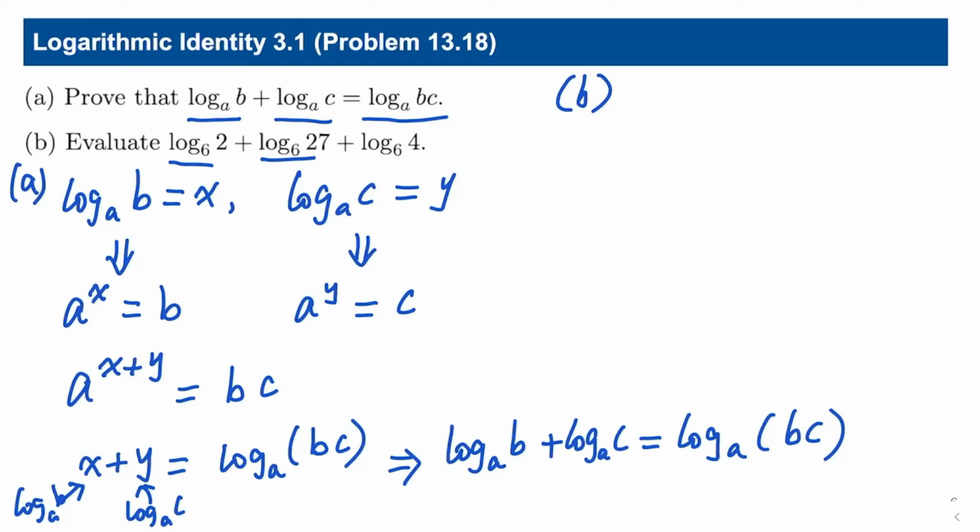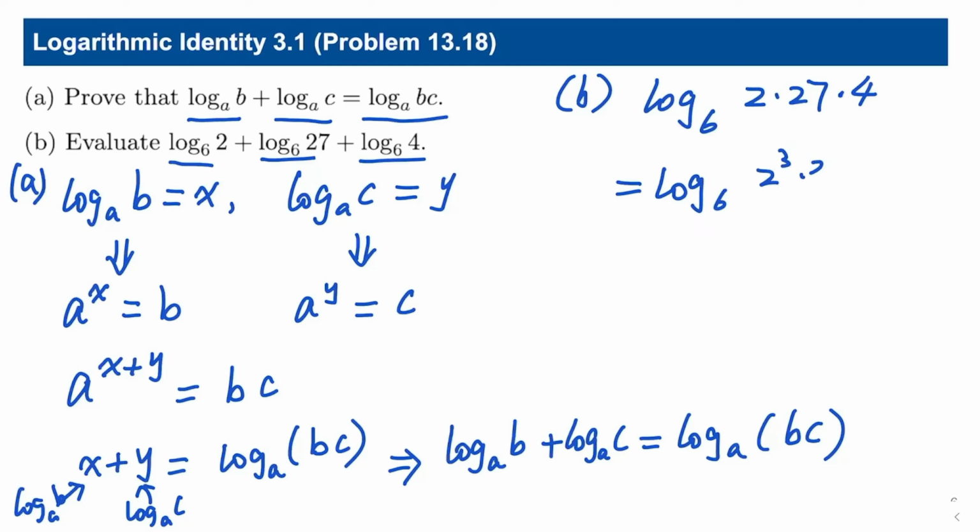Evaluate the sum of these three quantities. We have the same base 6. Therefore, it equals log base 6 of 2 times 27 times 4, which is log base 6 of 2 cubed times 3 cubed, which is log base 6 of 6 cubed, which is 3.